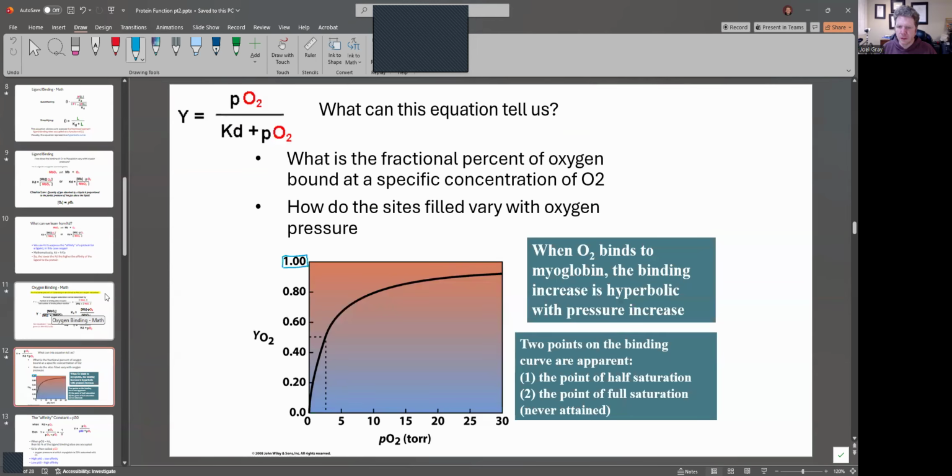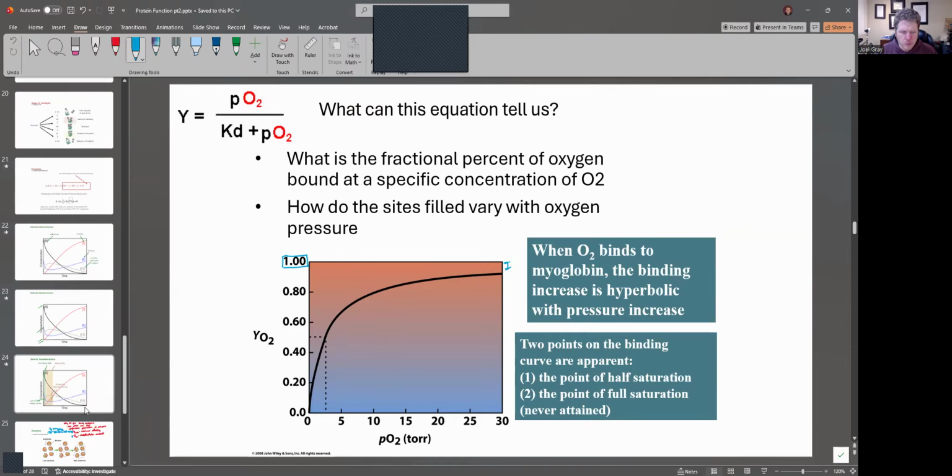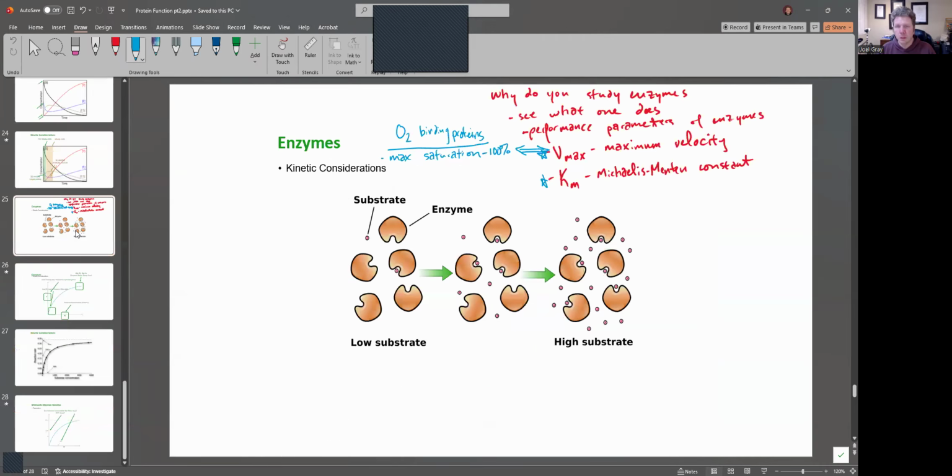Now, this difference between here and here, well, that has to do with the practical approach of how this protein is going to bind and release things. An enzyme has that same sort of performance in that it can only go so fast. So I want you to think about those two things as similar to one another.